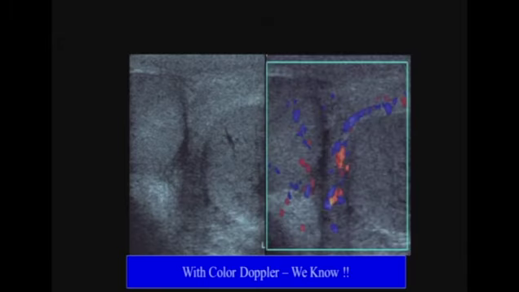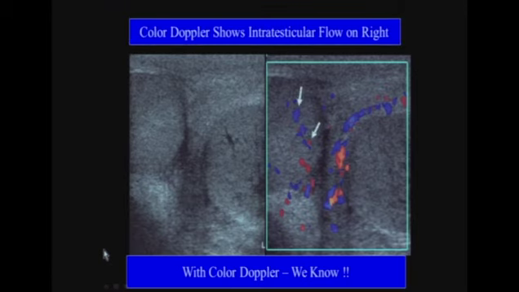And here's the color Doppler image, and one sees color within the testicle on the right side, but on the left side one sees color just at the periphery around the testicle, but none within the testicle itself. So this was an individual with a left testicular torsion.